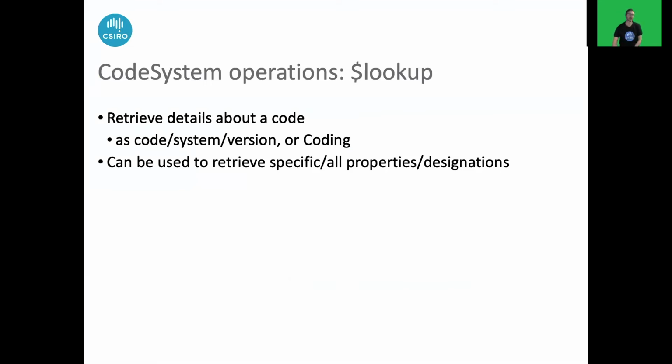So the lookup operation then is the main way of doing this. It's a very simple operation. We pass in a code expressed either as a code with a system and a version or just as a coding element. And the server will come back with all the properties and designations and details about that code.